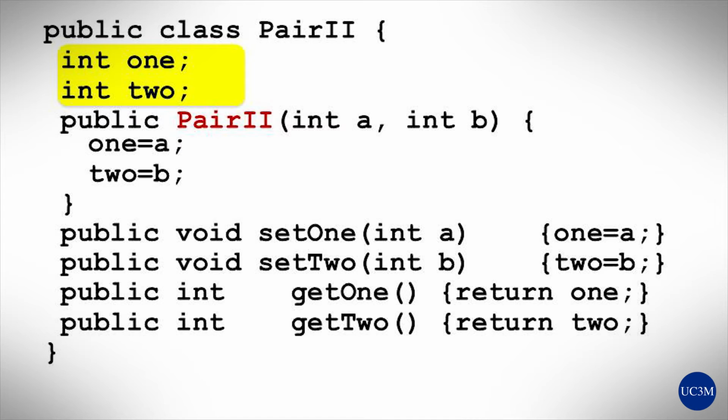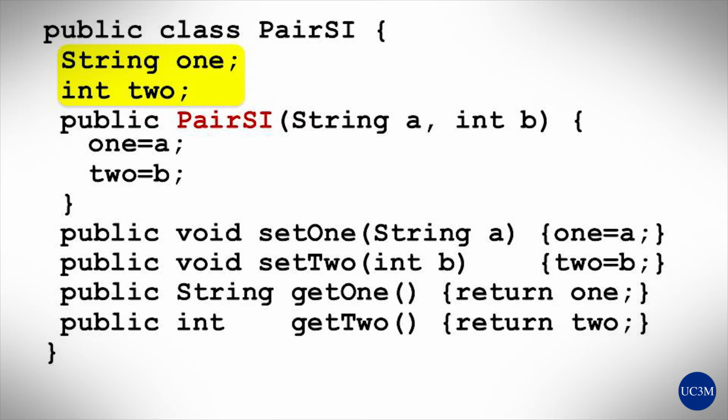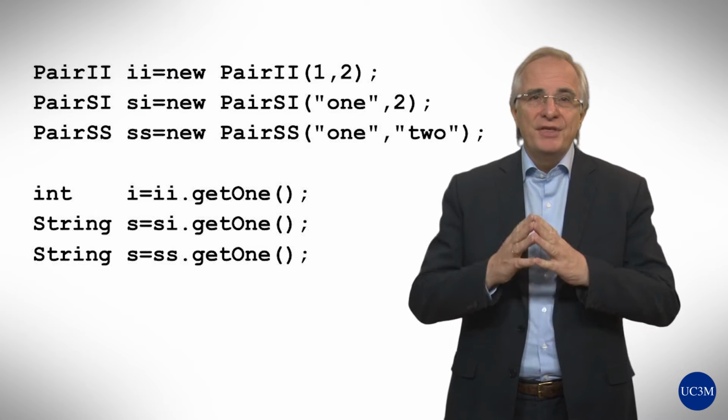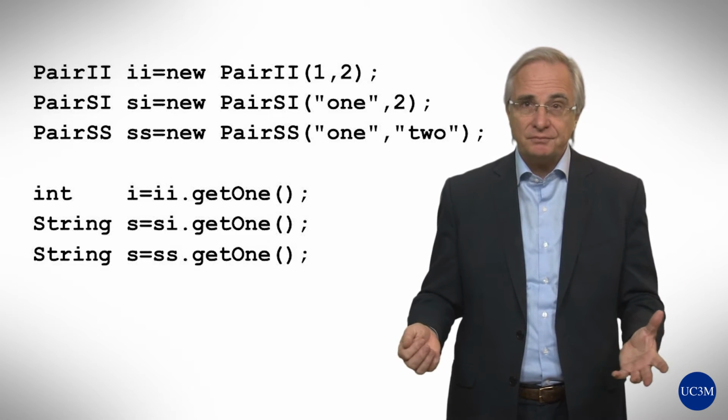and getter methods. But imagine that some other day you had to define a pair of strings. Then we would proceed in a very similar way. And on some other occasion, you would need a pair of a string and an integer. Again, the same idea. Only the classes of the attributes change. Now, with these three definitions, you could define objects as you see here.